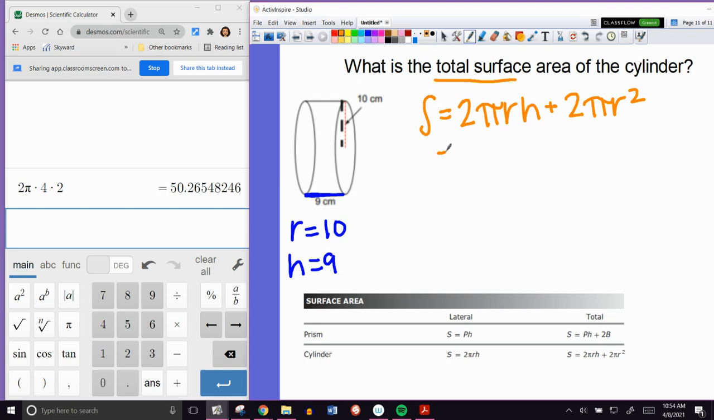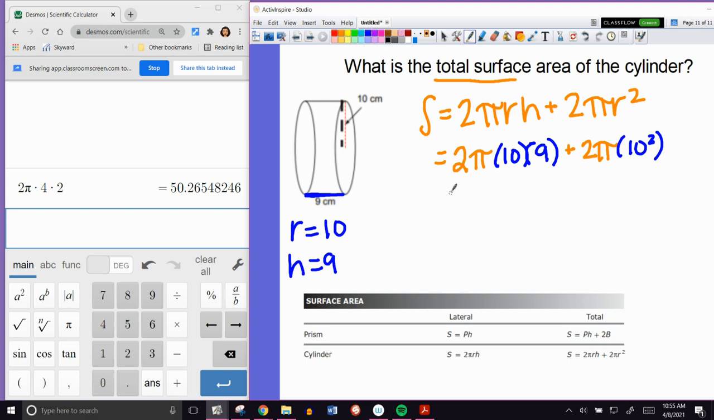Now that I have my information, I can plug it in. So 2 times pi times radius, which was 10, times my height, which is 9, plus 2 pi times my radius squared. And we said radius was 10 squared.